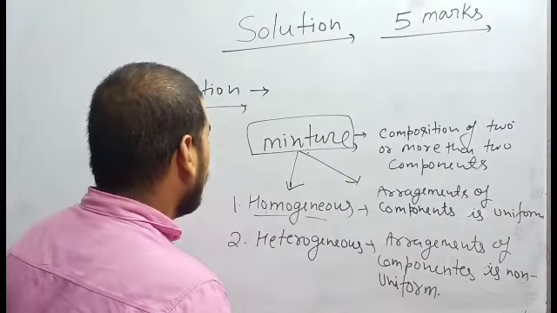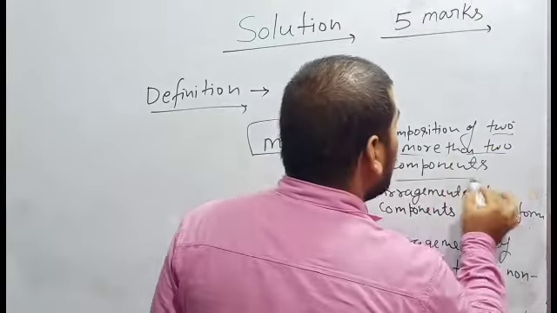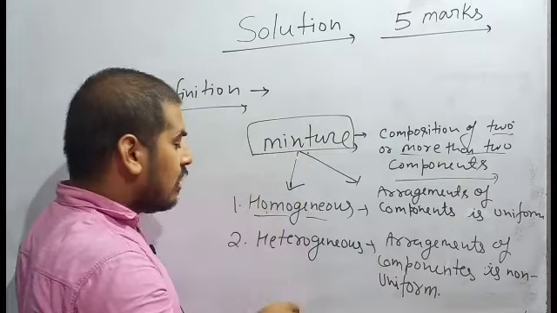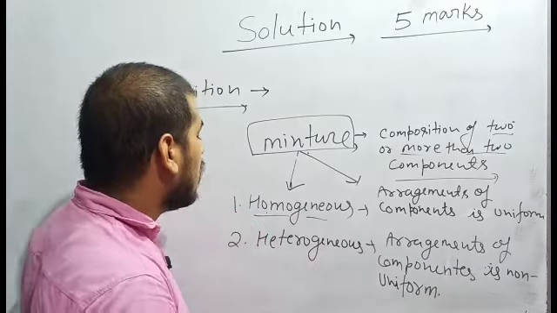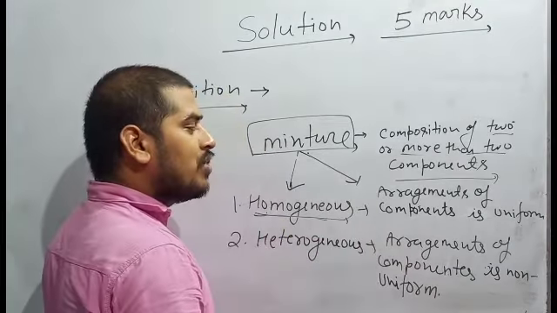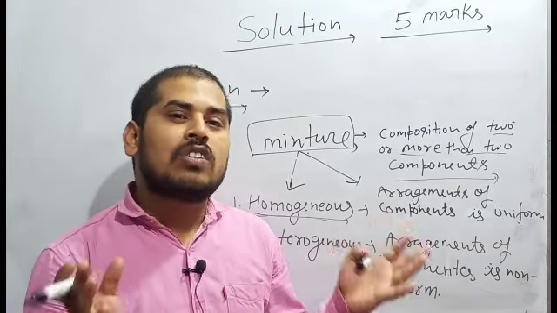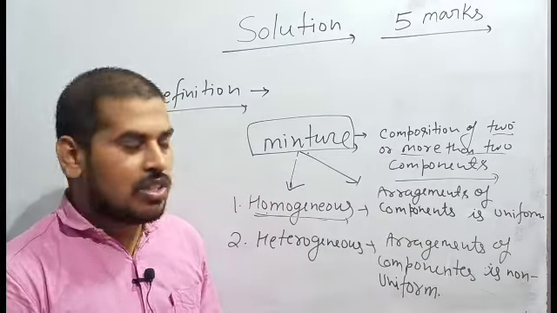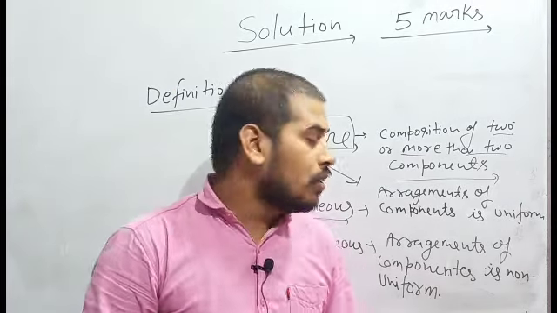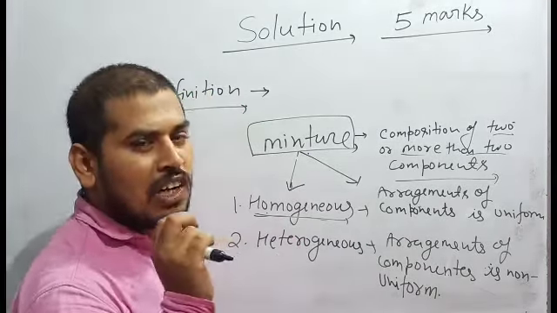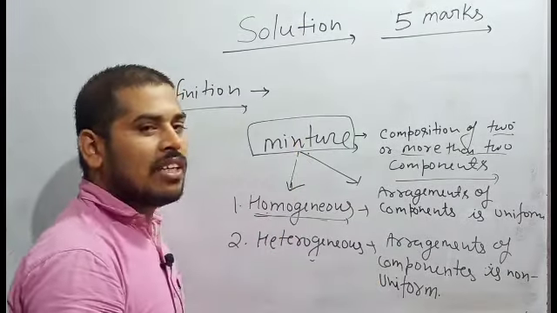Okay, then what is mixture? Mixture is the composition of two or more than two components. It is of two types. First one is homogeneous mixture and second one is heterogeneous mixture. Homogeneous mixture means the mixture in which the arrangement of components is uniform throughout the mixture. And the mixture in which the arrangement of components is non-uniform throughout the mixture is called heterogeneous mixture.